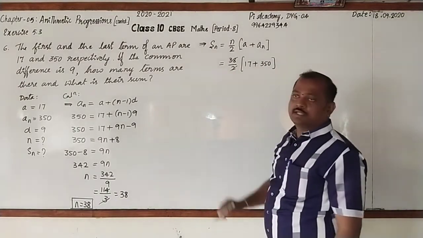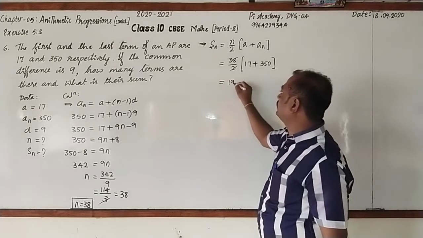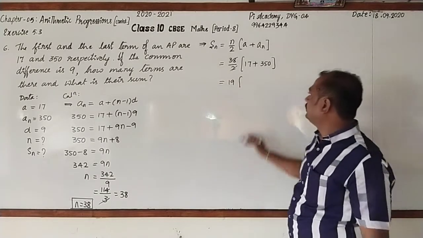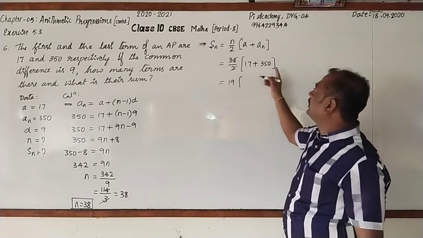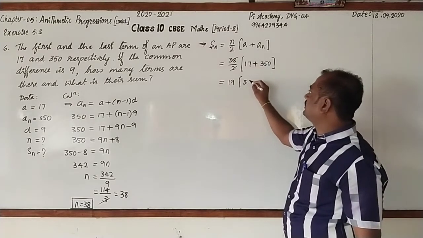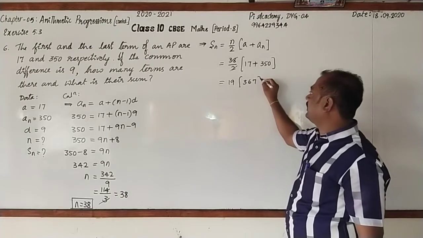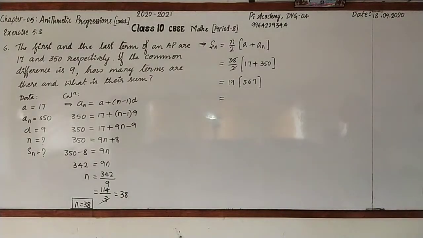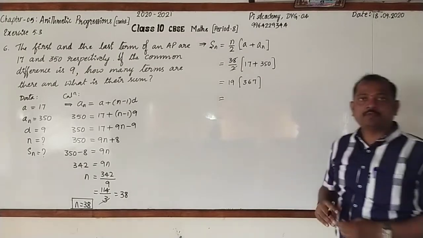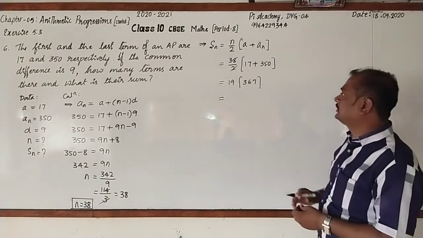Now you can cancel it. 2 1s are 2, 19s are into 17 plus 350. Add this, it is 367. Now you can go for finding the sum. Find it out. Hope that you have found out the sum. Yes, once you check that.